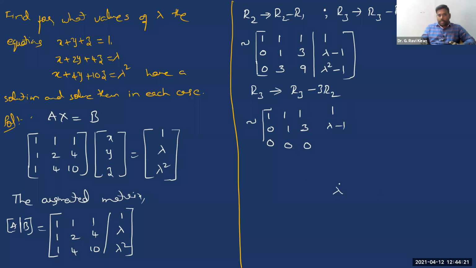But see the last element here, it is already lambda square minus 1 in R3. Minus 3 times, you are multiplying R2 with 3, so it is lambda minus 1. So how much is it? Lambda square minus 1 minus 3 lambda, minus of minus becomes plus 3. So what we get here is lambda square minus 3 lambda, and see here it is 3 minus 1 plus 2 . Right, see this is the echelon form we got at the end.